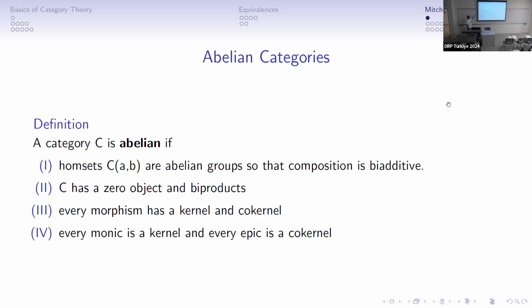And the second one says that the category has a zero object and biproducts. So zero objects correspond to trivial groups in abelian groups, and biproducts correspond to direct sums of groups. And the third and fourth ones say that it's a generalization of the isomorphism theorem in group theory.